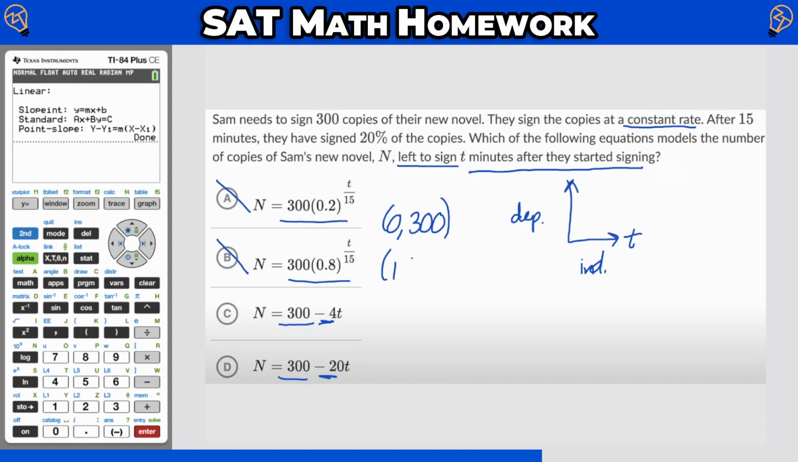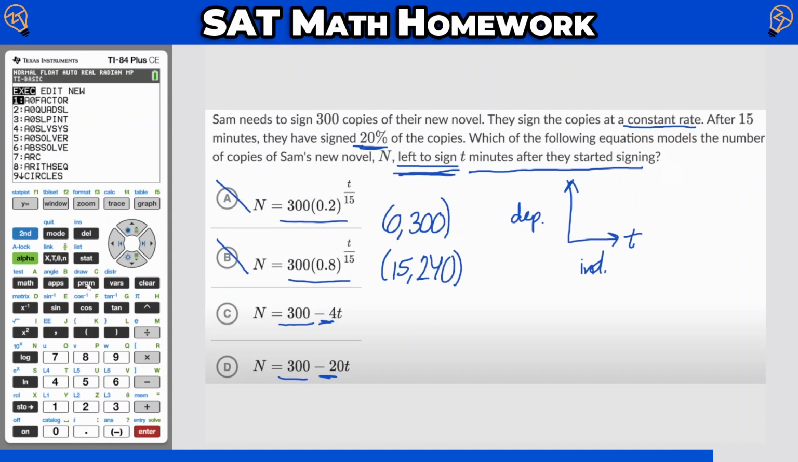Well, it says that after 15 minutes, they've signed 20% of the copies. Now remember, I mentioned at the beginning, we're looking for the function that models how many are left to sign. So if they signed 20%, would you agree that there's 80% left to sign? 80% of, remember, of means to multiply, of the 300 means there's still at this point 240 copies left to sign. So that gives us our two ordered pairs.